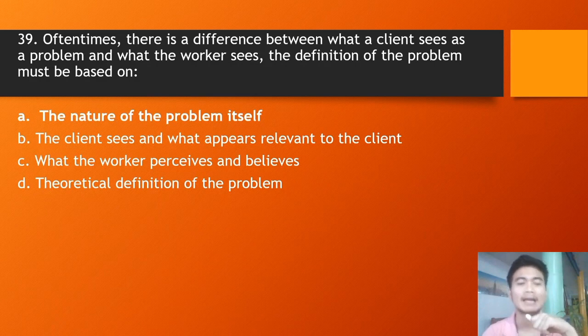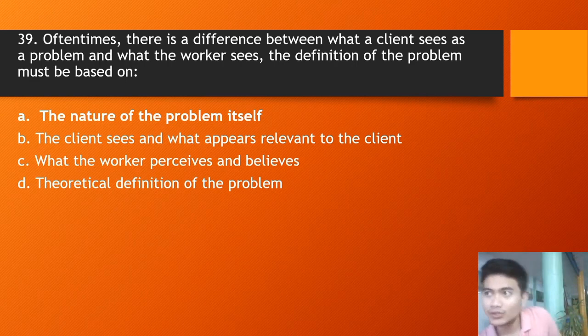Last number, 39. Oftentimes, there is difference between what the client sees as a problem and what the worker sees. The definition of the problem must be based on. Okay. May tinatawag kasi tayong bargaining. Bargaining as a strategy in social work. Kasi, as you can remember, there are three types of problem. Presented problem or presenting problem, the working problem, and underlying problem.